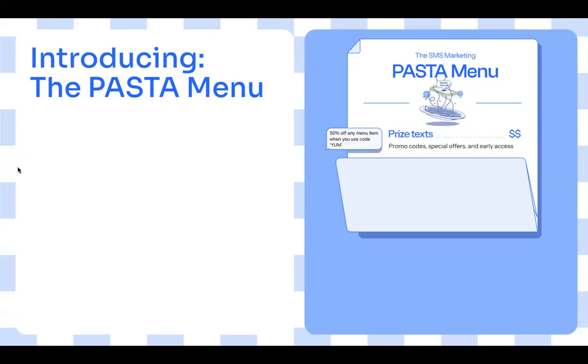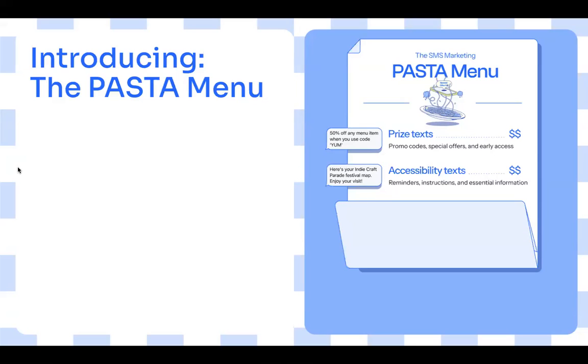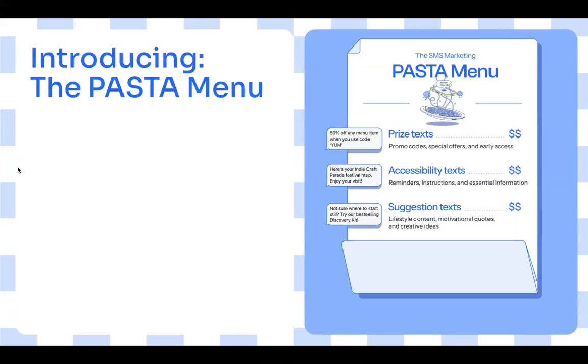So the first one is prize texts, and those are things like promo codes. You're probably already sending some messages like that already, special offers, early access. Accessibility texts. This is things like reminders, instructions, just any information that your contacts need to be successful with your brand or your products.